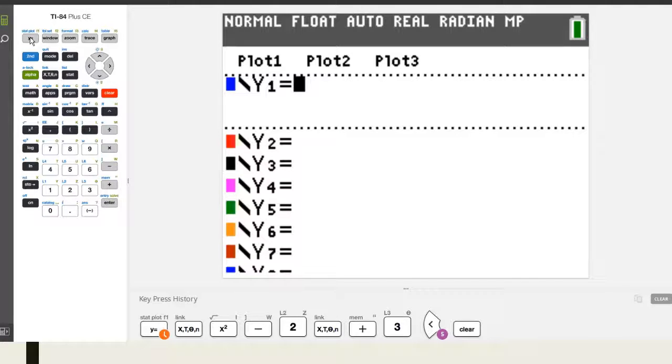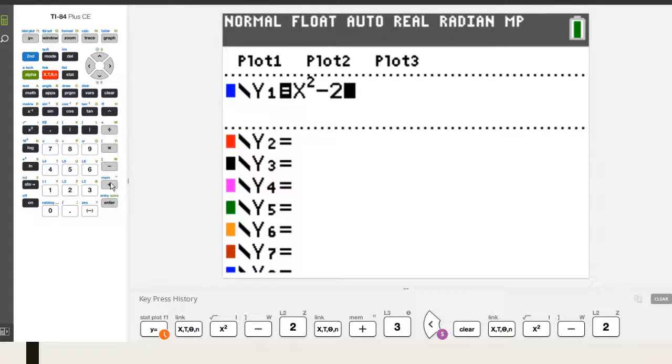Now let's check if our work is correct or not by checking the vertex in the calculator for that equation. We have x squared minus 2x plus 3.